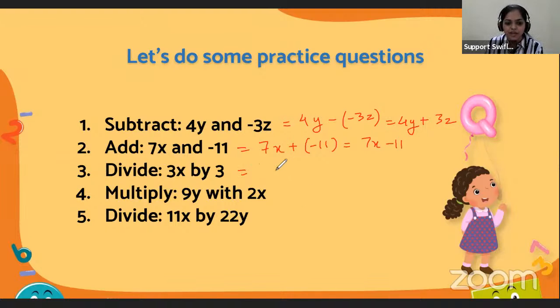So here we have to divide 3x by 3. All right. So the next operation here is division. 3x divided by 3. So what we get? 3x by 3. Or we can say 3 cuts 3 and at last we have only x. Alright, so the answer for the third question will be x. Great. Got it? Any doubt till here? No doubt. Let's move to the next one, the fourth one. Okay. So we have to multiply 9y with 2x.